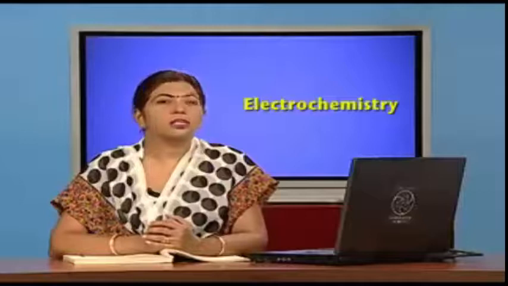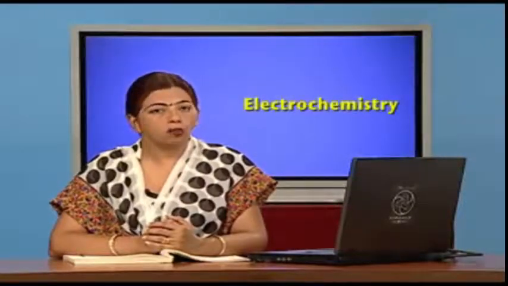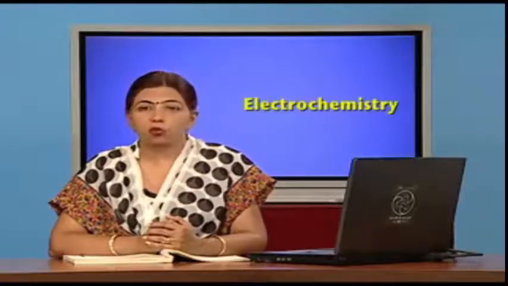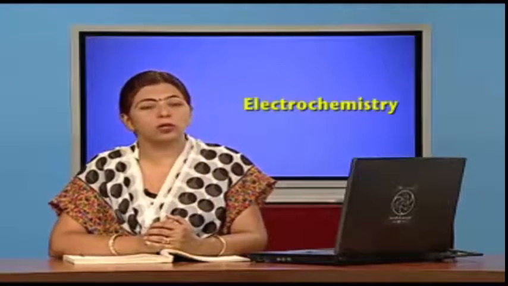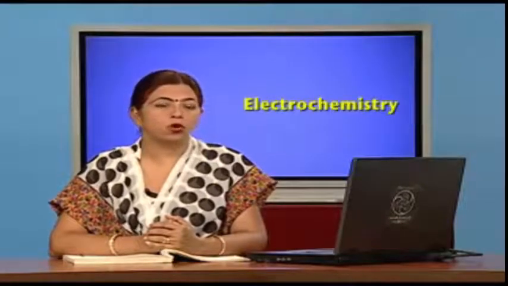What happens in the case of the strong electrolyte? When we dilute the solution, there is a slow increase in the molar conductance and soon it approaches the maximum limiting value of the molar conductance. After some dilution, it approaches the limiting value, after which on further dilution there is no further increase in the molar conductance. This is lambda m naught.